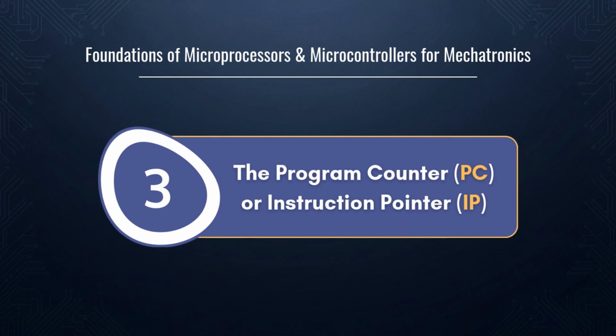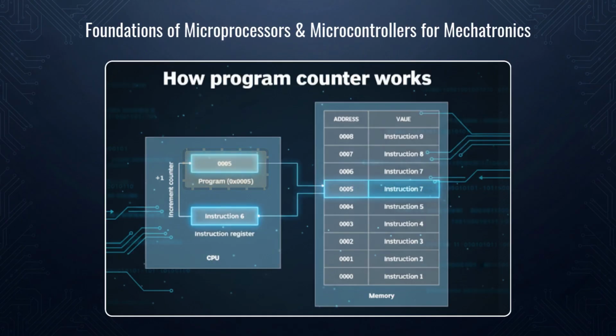The program counter, or instruction pointer. The program counter is like the microprocessor's internal GPS. It always contains the memory address of the next instruction to be executed. As the CPU fetches an instruction, the program counter is automatically incremented so that it points to the following instruction. This ensures instructions are carried out sequentially.